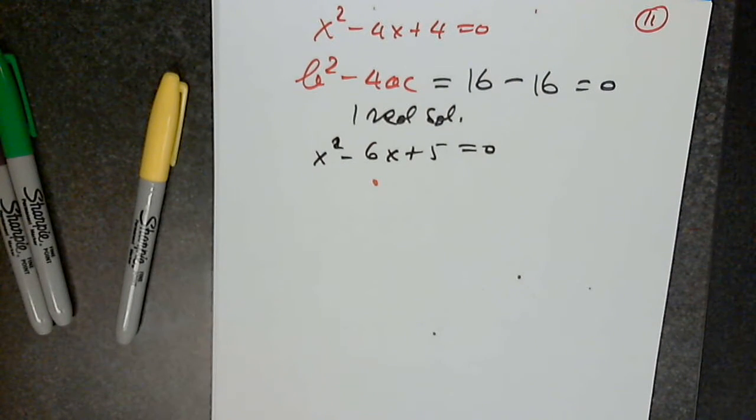Let's find the discriminant for this equation. We are not asked to find the solutions. We are only asked to find what type and how many solutions the equation has.